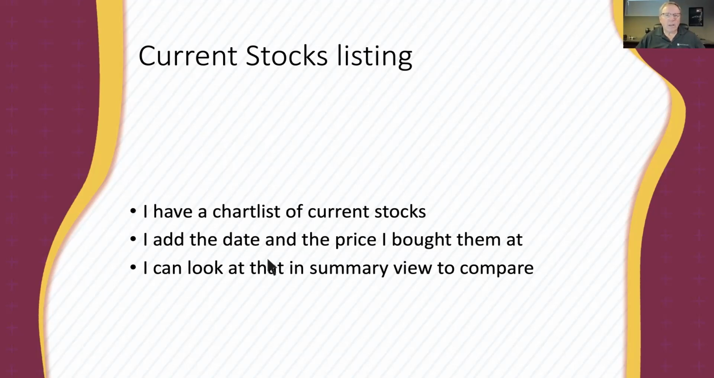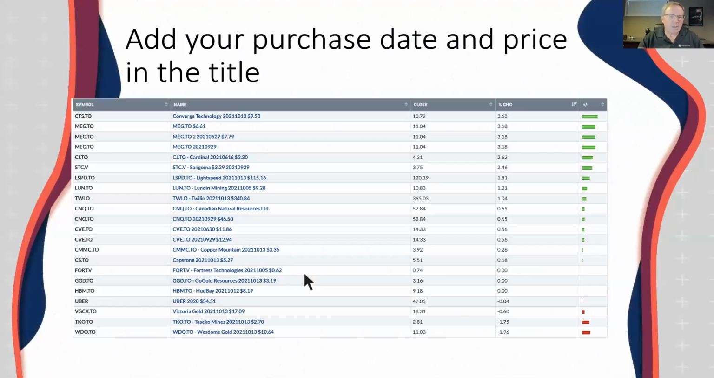And one of the things that's hard is when you're in summary view, the only thing you can see is the name of the stock and the current price, but it doesn't really help you with how you're doing on that stock. So I add the date and the price that I bought them at, and I can look at that in the summary view to compare. So what does that mean? So we're going to spend a bit of time on this chart.